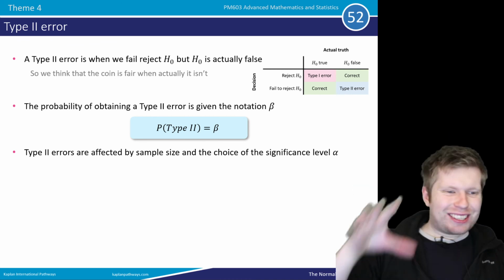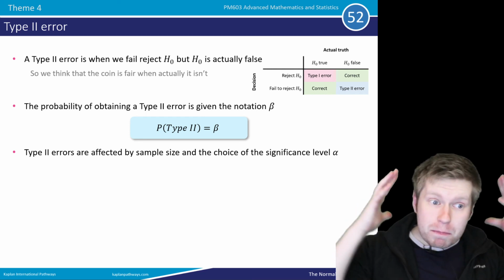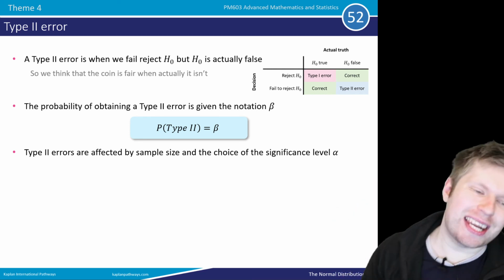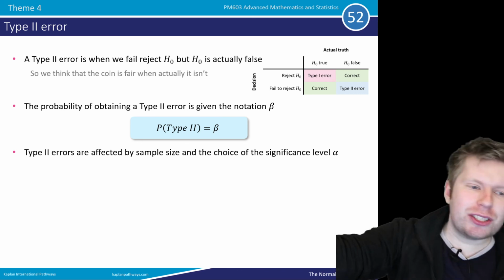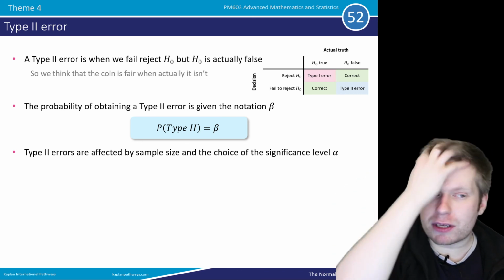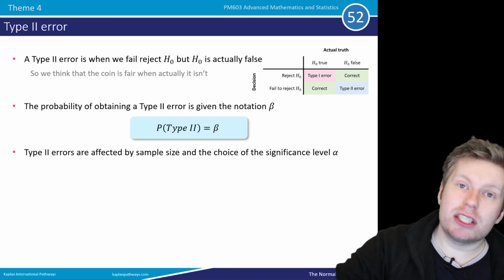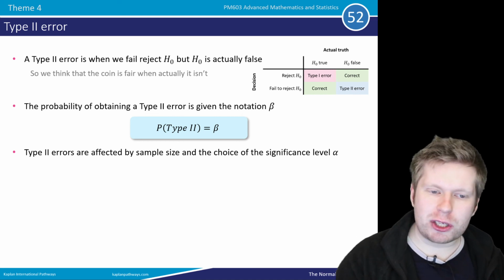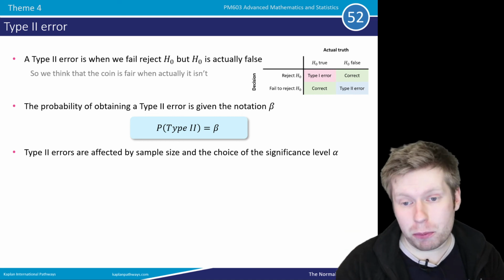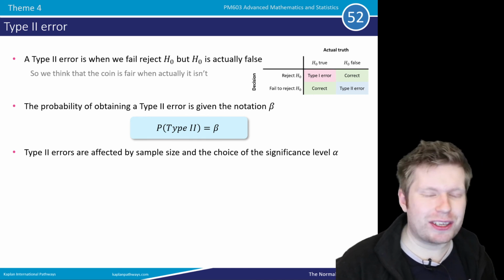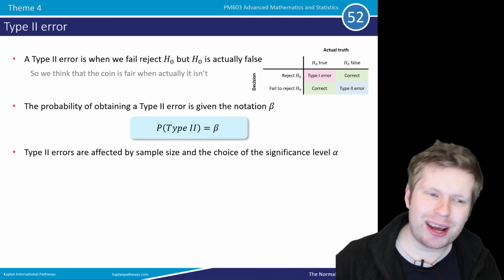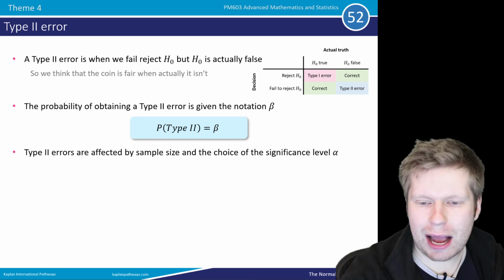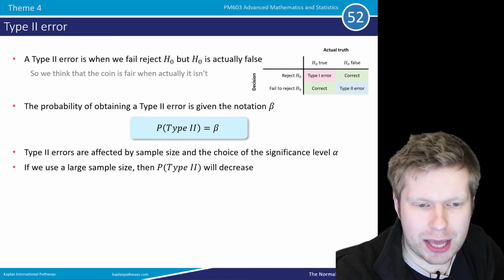Now, by the way, working out the probability of a type 2 error is much more complicated than finding the probability of a type 1 error. Probability of type 1 error, nice and easy, it's just whatever our significance level is, because that's how much of the data we are going to reject naturally anyway, okay? But the probability of type 2 error is affected by our sample size and also by the choice of our significance level. So sometimes it can be a little bit more awkward to work out than the type 1 error, okay?